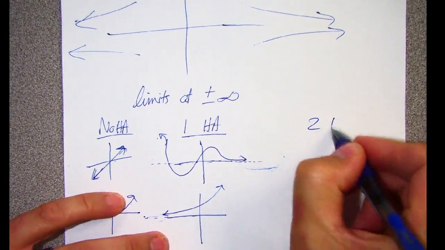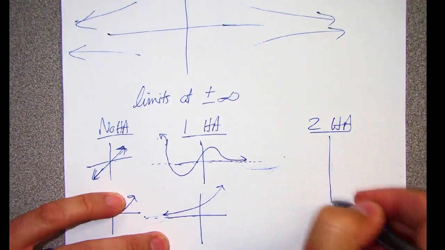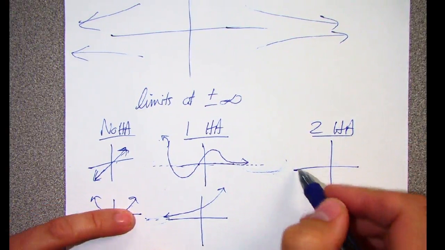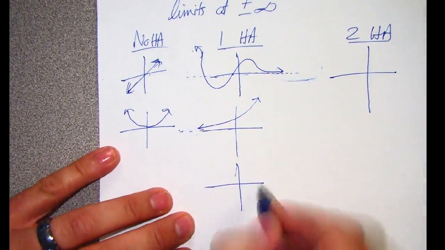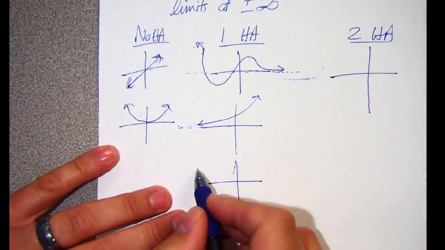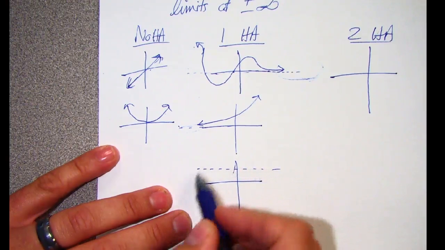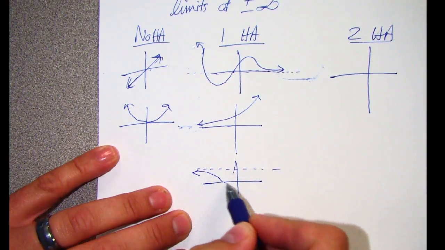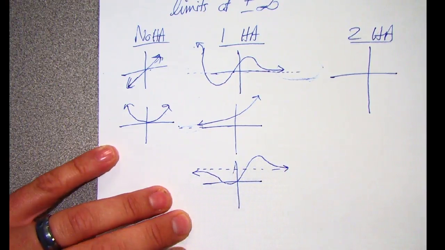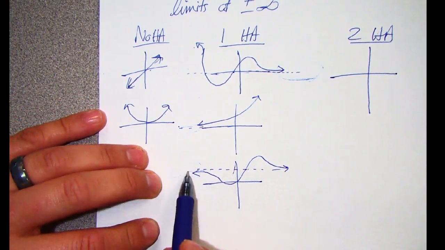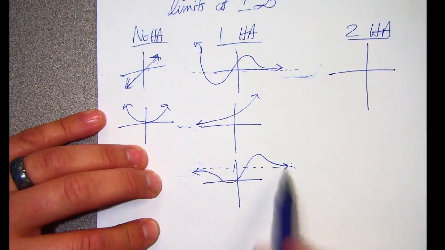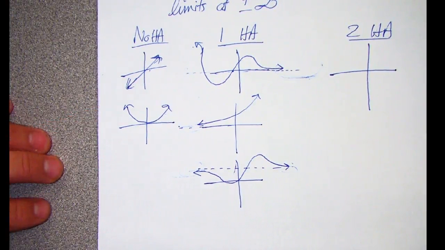You could have two. And these are just a few examples. You could have tons of these. Actually, let me go back to the one. You could have one that's the same. So let's say I could have a horizontal asymptote there. And again, I cross through it in the middle, but on the left-hand side, it's going to get closer and closer to that forever. On the right-hand side, it's going to get closer and closer to that forever.